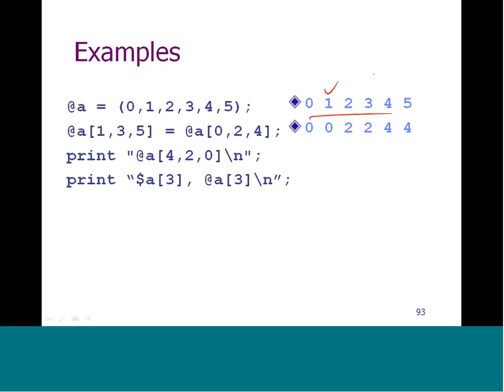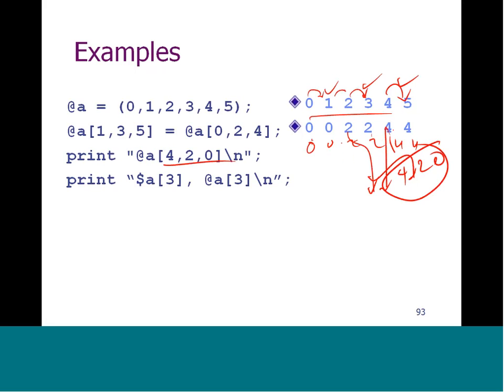So 1, 3 and 5 will be replaced by 0, 2 and 4. So essentially it will become 0, 0, 2, 2, 4, 4 as the main values of this array. And then once you print out 4, 2 and 0, it goes there. 0, 1, 2, 3, 4, it prints out 4, 0, 1, 2, and then it prints out 2, 4, 2, 0. So that is what is denoted here.